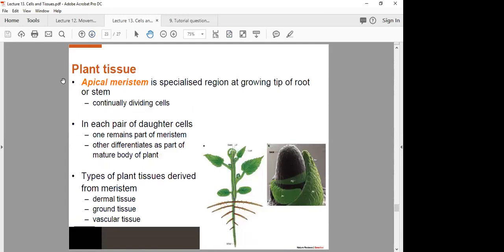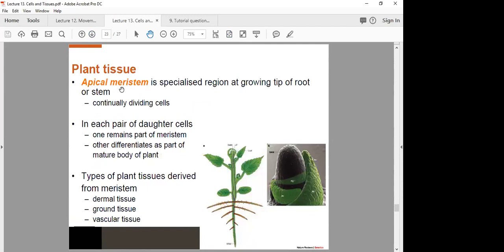All right, let's look at the major tissue types in plants, of which there are 3. But before we do, let's look at where these tissues are actually derived from. In plants, there are 2 major regions of cells that are undifferentiated, and these cells are constantly dividing. The constant division of these cells enables plants to grow.